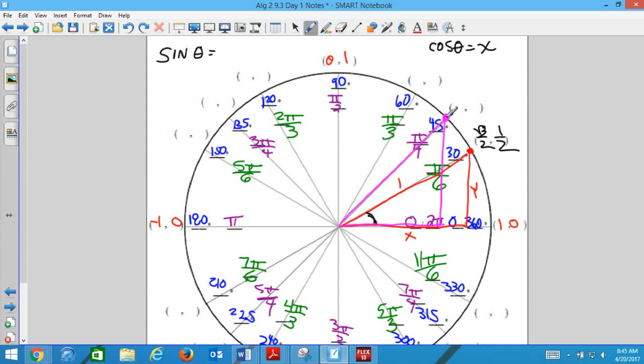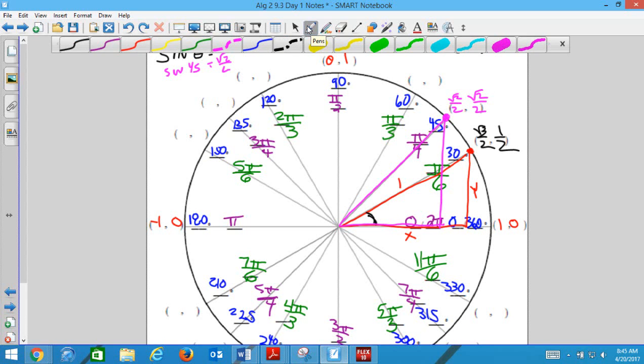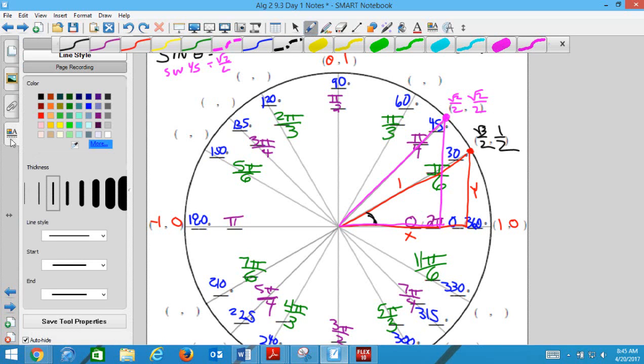Sine at what theta? 45. So sine of 45 degrees is radical 2 over 2. What's cosine at 45 degrees? Radical 2 over 2. And then I have another triangle.